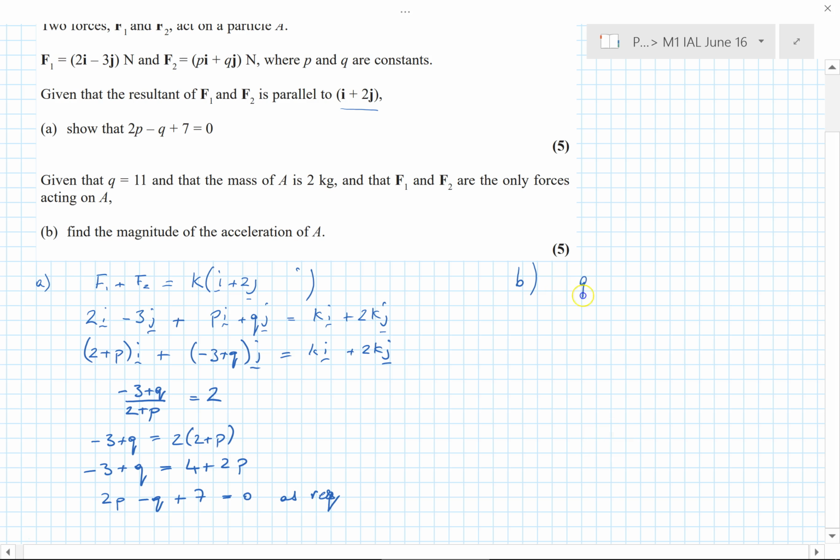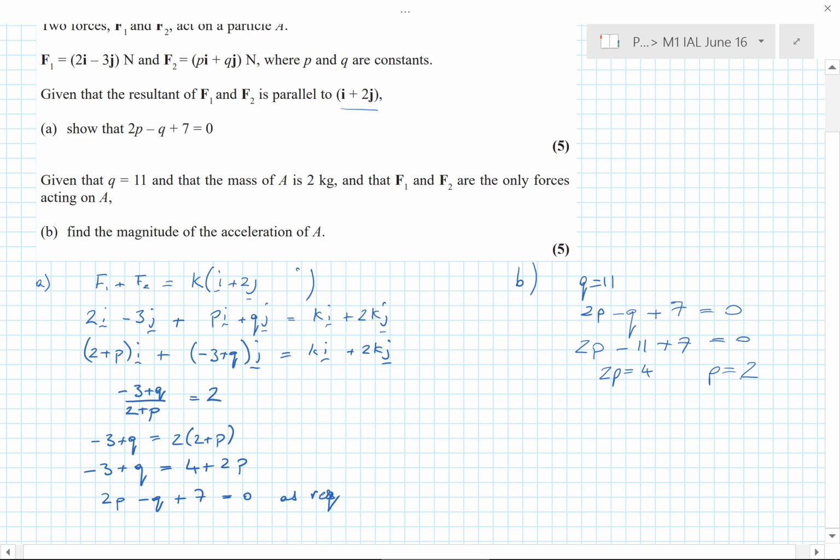We're saying given that q equals 11, well, we can easily work out p from that. We have 2p minus q plus 7 equals 0. Just writing the thing out again. So then we've got 2p minus 11 plus 7 equals 0. That gives me 2p equals 4. So p equals 2.